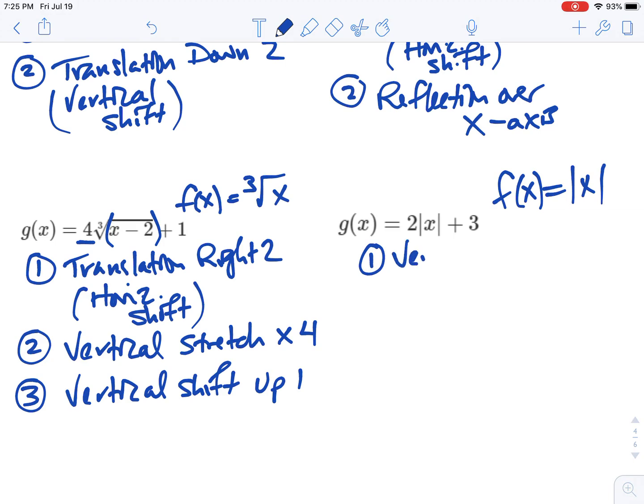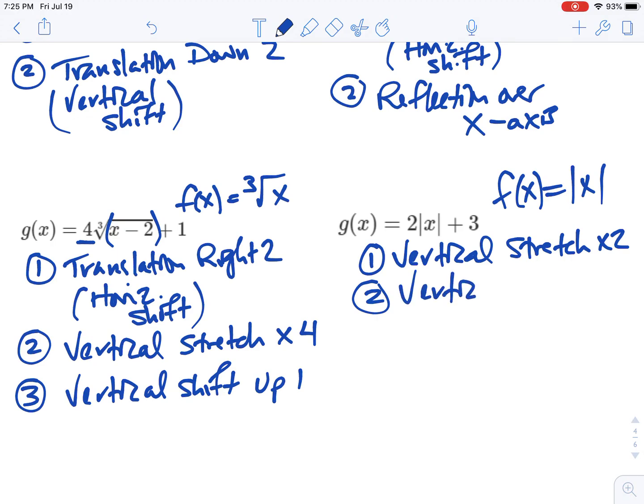So it's a vertical stretch times 2. And then we've got the plus 3 there, which would shift it up 3. So this is a vertical shift or a translation. It's the same thing. Up 3. So there's a little trick there.